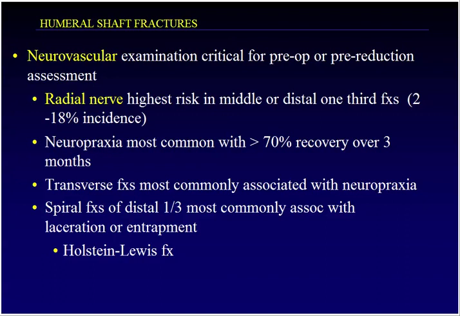So the recovery is actually expected to take quite a few weeks, and that's something that you need to counsel the patient about. And this is why most commonly when we see patients with radial nerve injuries with humeral shaft fractures, observation is the treatment of choice. Transverse fractures are the ones most commonly associated with neuropraxia, and you really have to be aware of the Holstein-Lewis fracture, which is a spiral fracture of the distal 1/3 of the humeral shaft. Those are the fractures where the radial nerve can actually become entrapped in the fracture site.